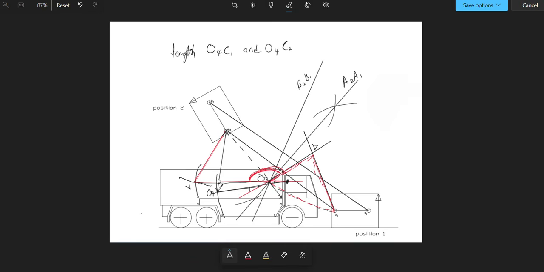Wait. Here is actually O4C2. You see, here is A2. So that means if we are to convert it into C, it's going to be C2. So O4C2 is going to be this length. And then O4C1 is going to be the length from here to here. That's going to be O4C1. And here is A1. So if we are to convert it back to the C, it's going to be C1. So O4C1 is going to be this length.